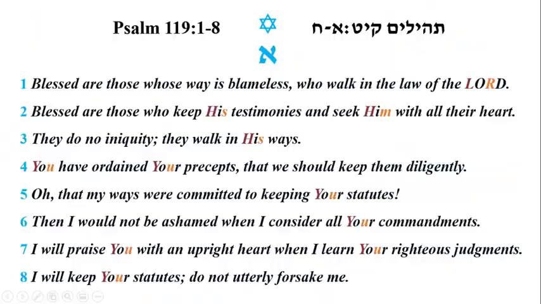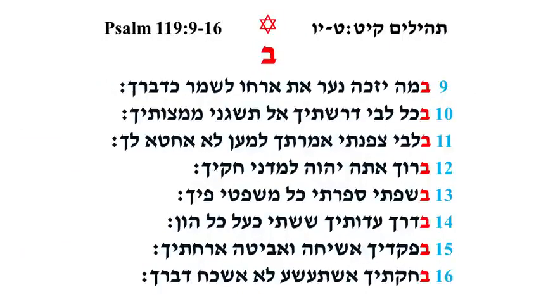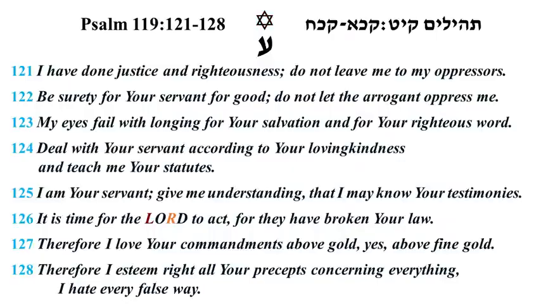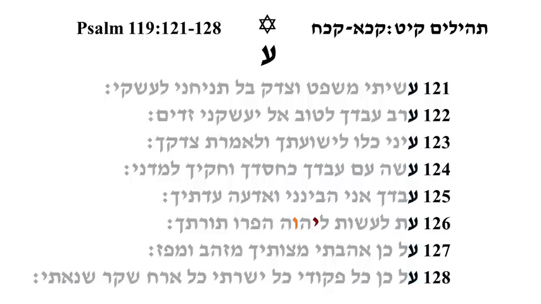Psalm 119, remember the first 8 verses all begin with Aleph. And then the next 8 verses, 9 through 16, all begin with Bet. And if you jump down to verses 121 through 128, it talks about my eyes fail with longing for your salvation. But all of these verses begin, in the Hebrew, with Ayin. Okay.